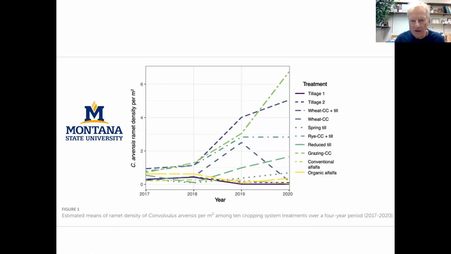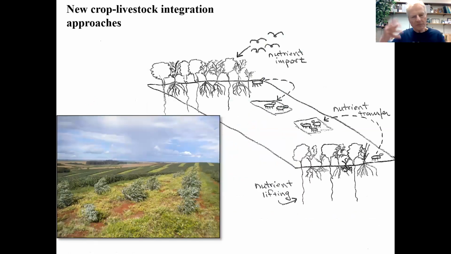Grazing was not as effective as haying for thistle. So this is a very important support for the work that we've seen. So when we're talking about the crop livestock integration, let's take this thing out for a real test drive.